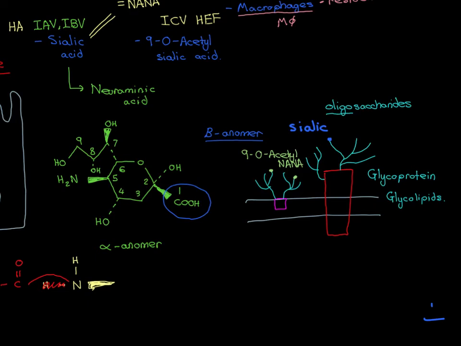And remember, each of those molecules, hemagglutinin and hemagglutinin esterase fusion, they are trimers. They have 3 binding sites, and each of those separate binding sites can bind to a separate one of these molecules.